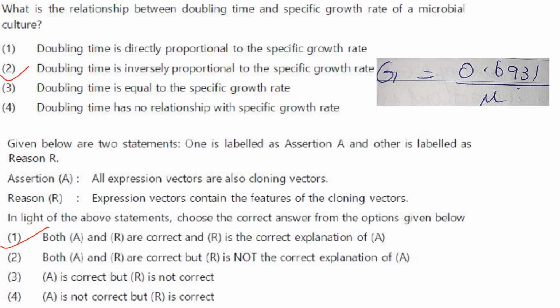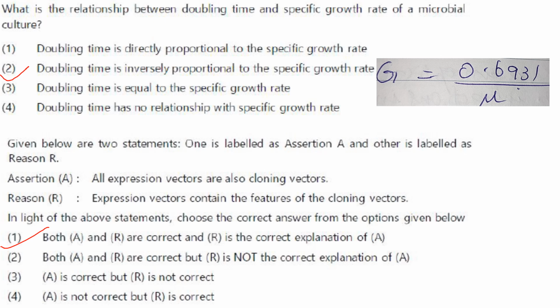To the first question. What is the relationship between doubling time and specific growth rate of a microbial culture? So doubling time, that is G, is given by the equation 0.6931 by mu, where mu is the specific growth rate. So you can see from the equation G is inversely proportional to mu. So the answer here is option 2. Doubling time is inversely proportional to the specific growth rate. Answer is option 2.